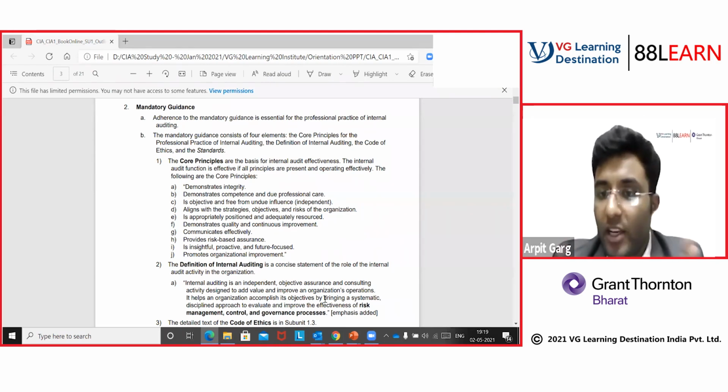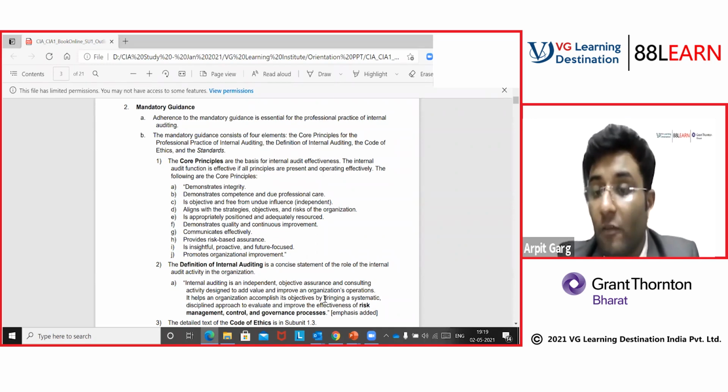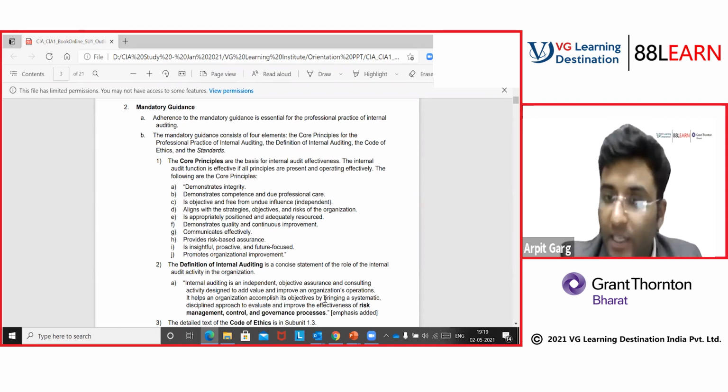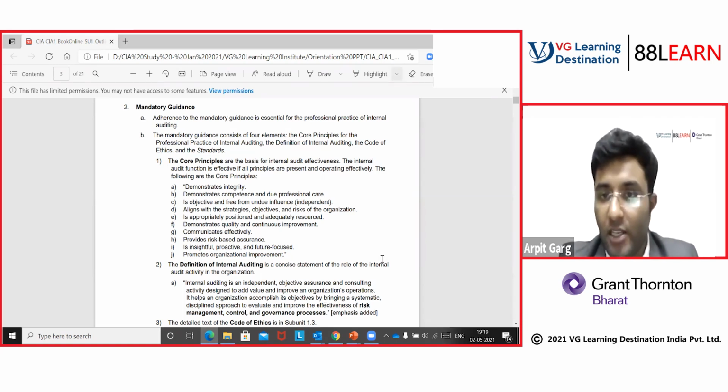Okay, so I hope now we are clear with the definition of internal auditing and the core principles. So we have covered the two aspects of mandatory guidance. Are we clear so far, guys? Before we proceed to the next one, which is standards, what we have already covered, we'll quickly revise that. Are we all clear so far?